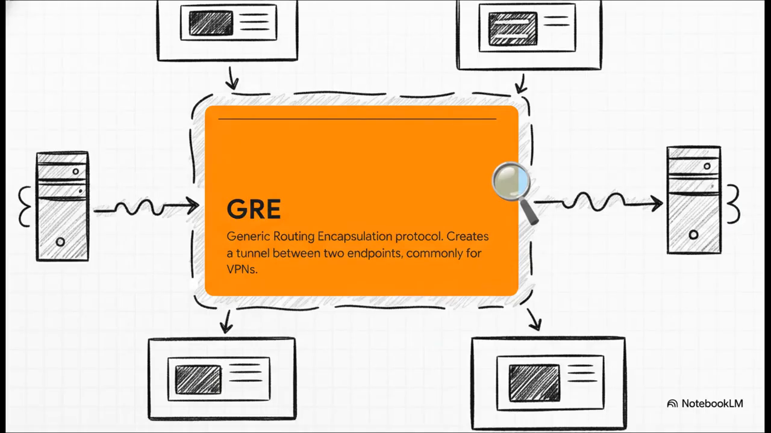We build these tunnels using a protocol called GRE, or Generic Routing Encapsulation. GRE's whole job is to take one of our data packets, wrap it up inside another packet, and then send it to a very specific destination. What this does is create a virtual point-to-point link, a tunnel that cuts right through the public internet. It's really the foundational tech behind a lot of VPNs.